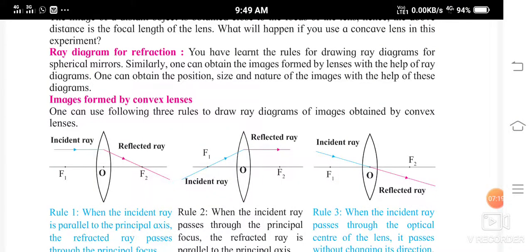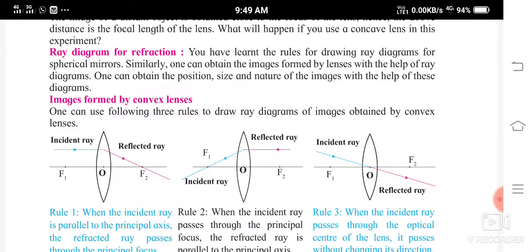Similarly, one can obtain the images formed by lenses with the help of ray diagrams. With the help of ray diagrams, you are going to obtain where the image is formed and how the image is. One can obtain the position.